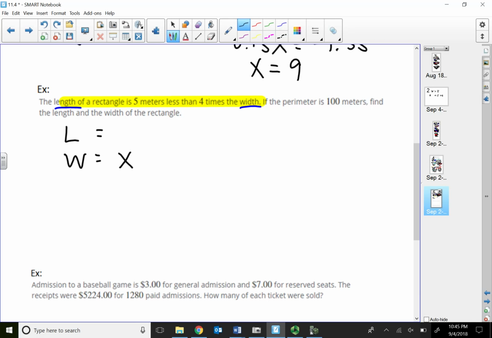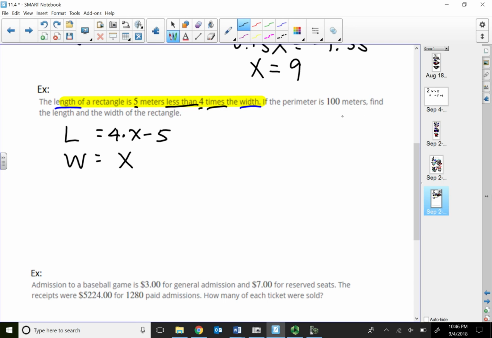So my length is 5 meters less than, which means a subtraction sign goes in front of what I just wrote. 4 has to go in front of that, times the width, which I already called x. So my length is 4x minus 5.